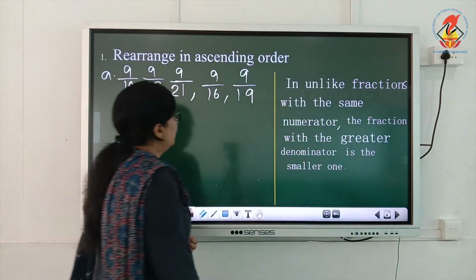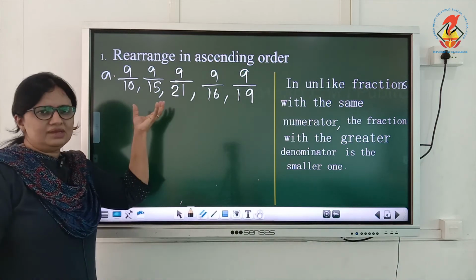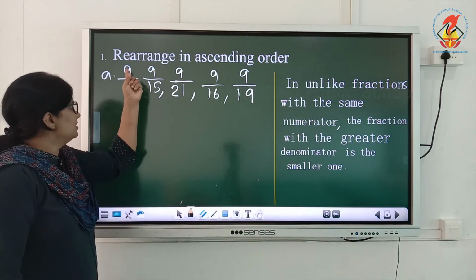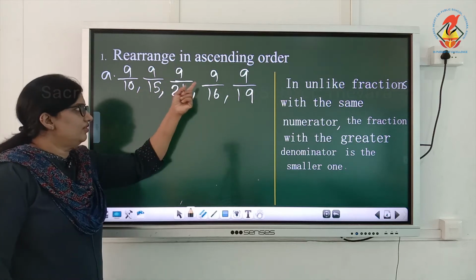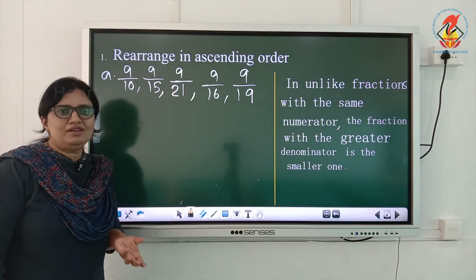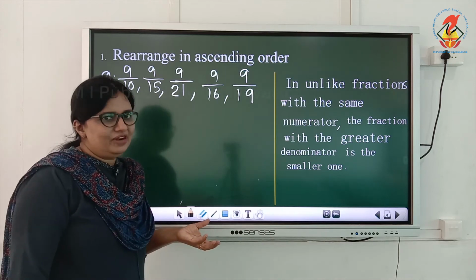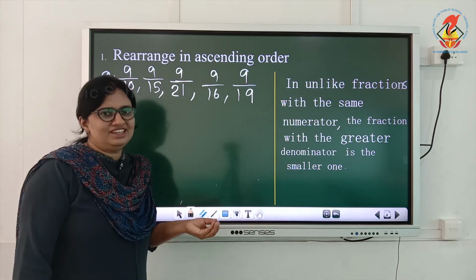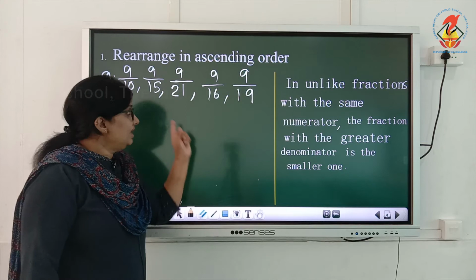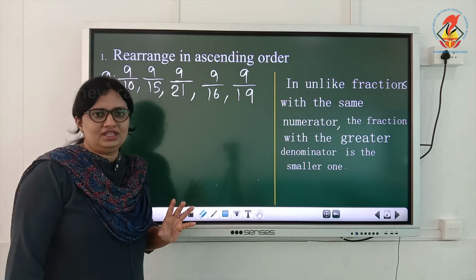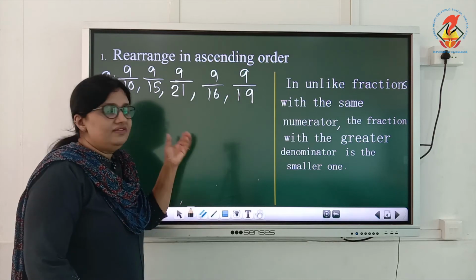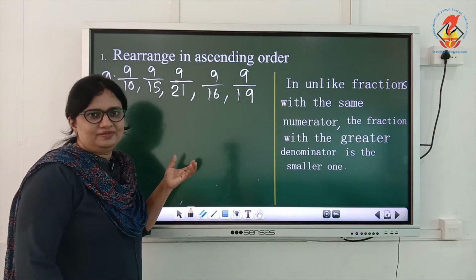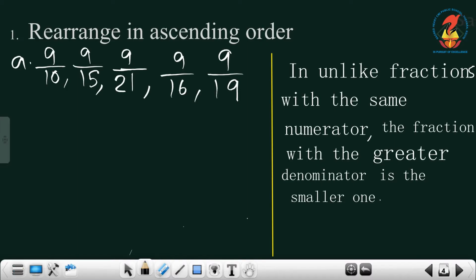Okay. And see the fractions. I will give you some questions. First one is 9 by 10, 9 by 15, 9 by 21, 9 by 16, 9 by 19. See the fractions, all the numerators are same, but denominators are different. That means it is unlike fraction with the same numerator. It is unlike fraction only.